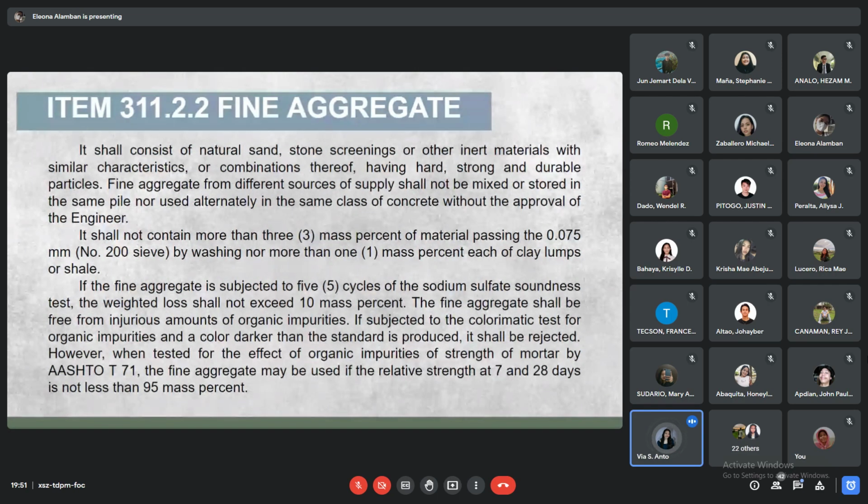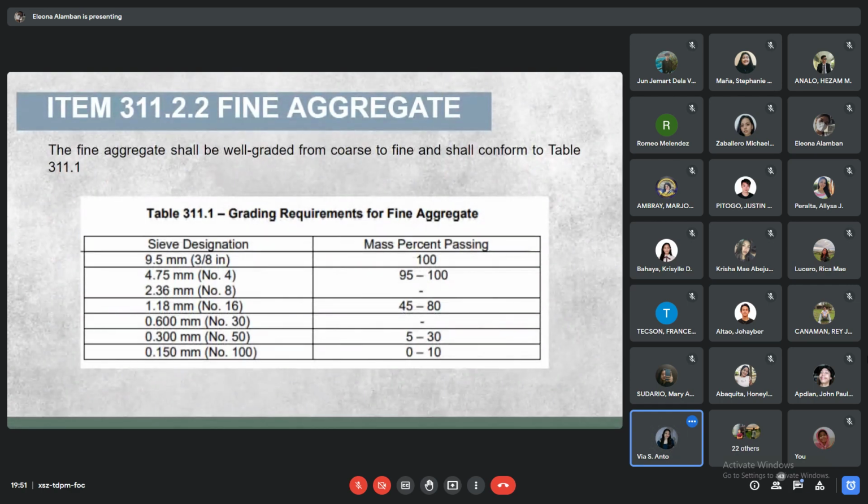So next we find fine aggregate, Item 311.2.2. Next slide. So that is the grading requirement, Item 311.2. That's for fine aggregate. It's the grading requirements for fine aggregate.